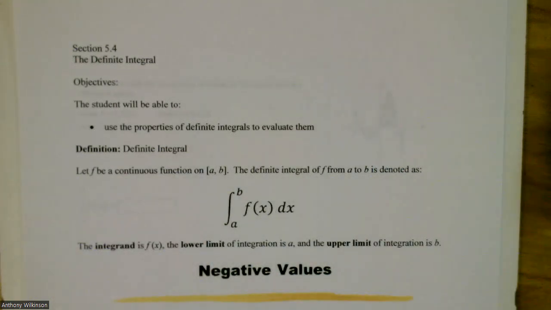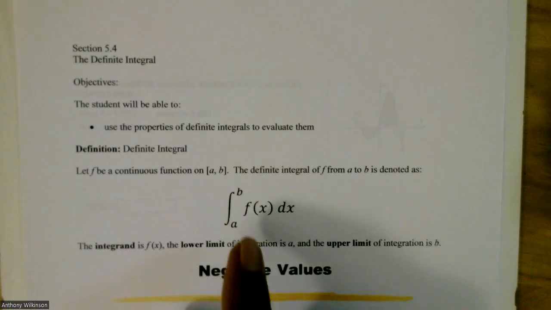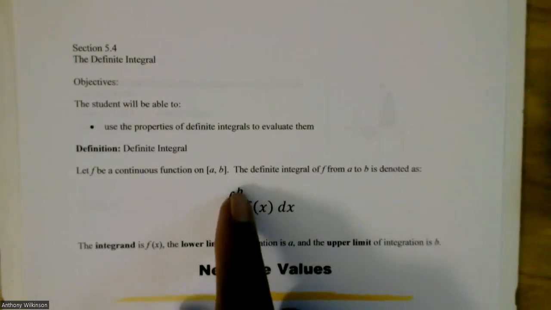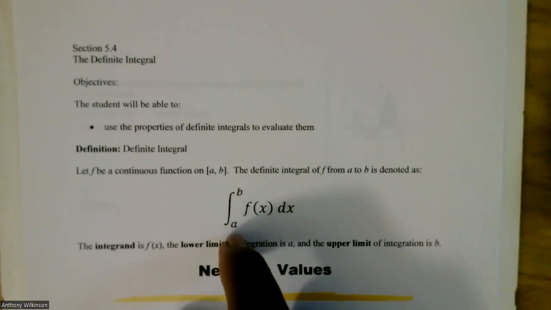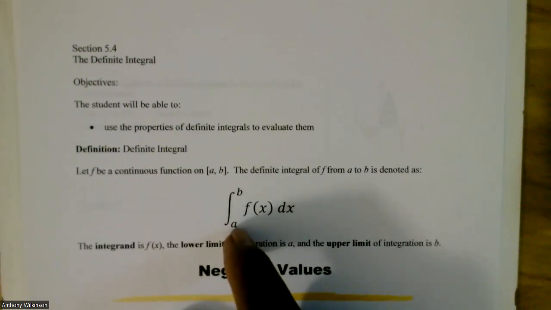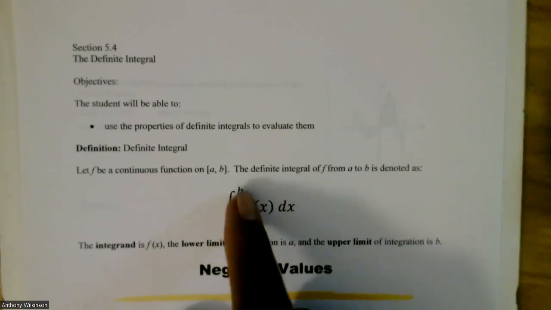So here is the definition of what a definite integral is. Here we're going to let f be a continuous function on the closed interval a comma b. The definite integral of f from a to b is denoted as this. Now, with the indefinite integral, you didn't have these two numbers here from a to b. This time, with the definite integral, you do, because now we're looking at a closed interval, a comma b, from a to b.